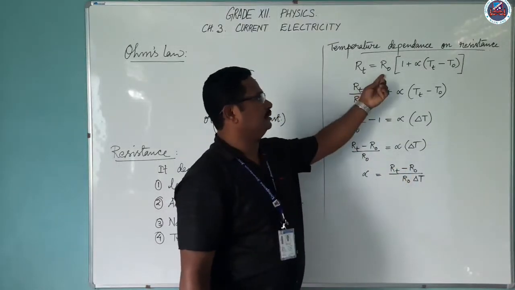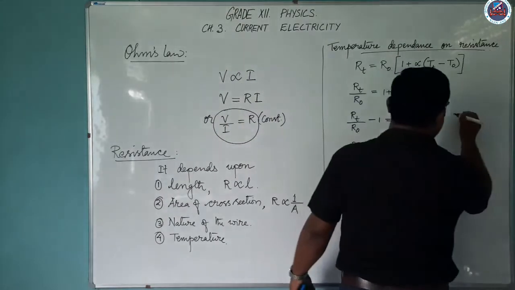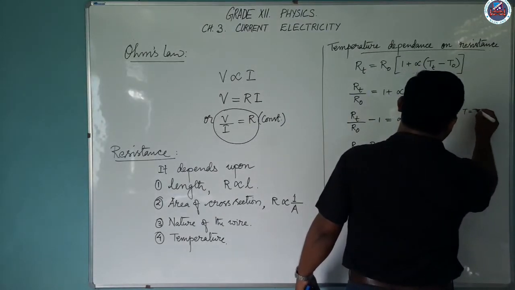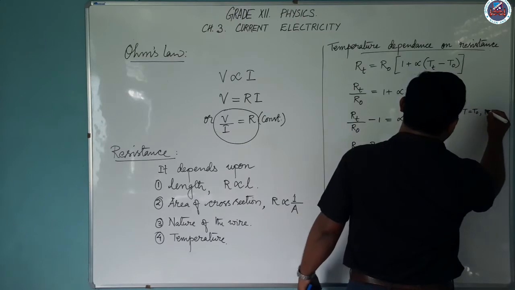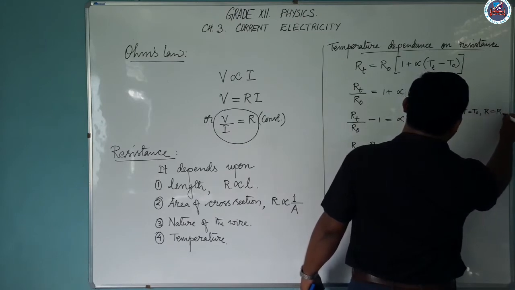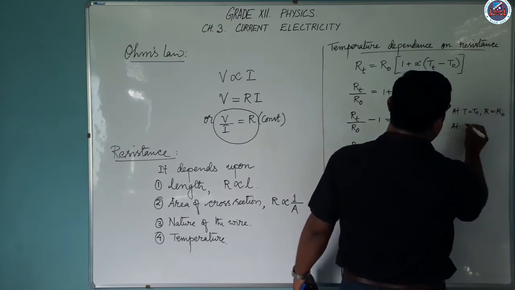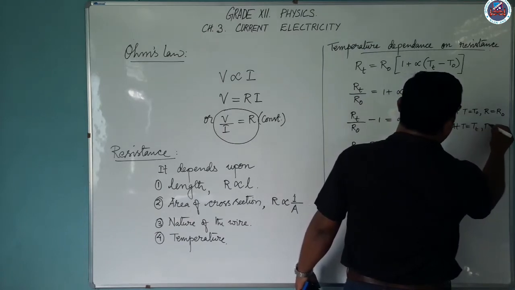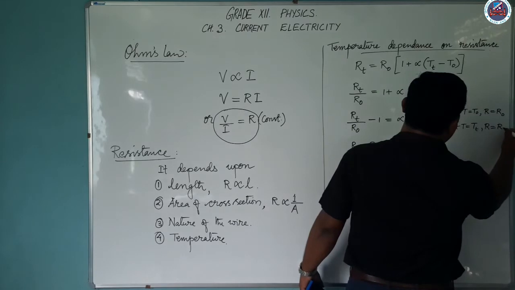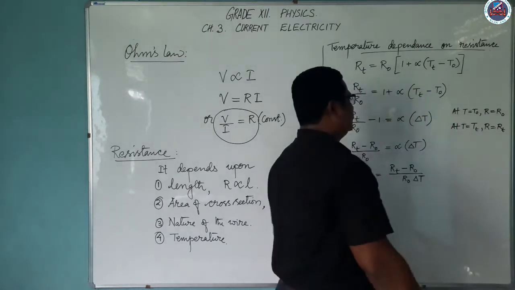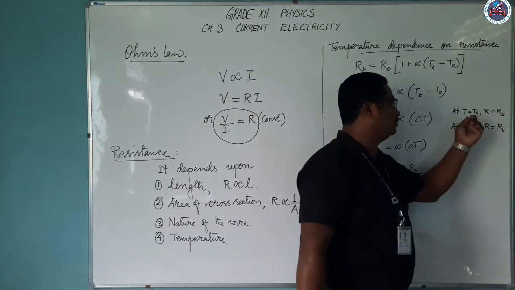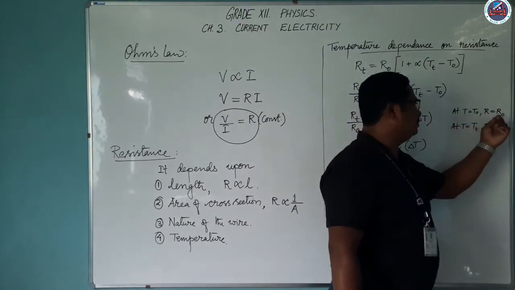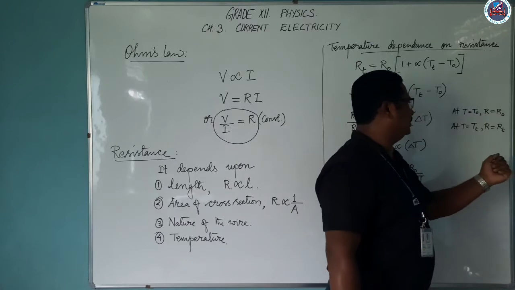Then R naught. It's like this. At T is equal to T naught, resistance we are taking it as R naught, and at T is equal to T, we are taking the resistance as RT. Suppose the initial temperature is 20 degrees Celsius. That means the resistance at that temperature will be the resistance at 20 degrees Celsius.